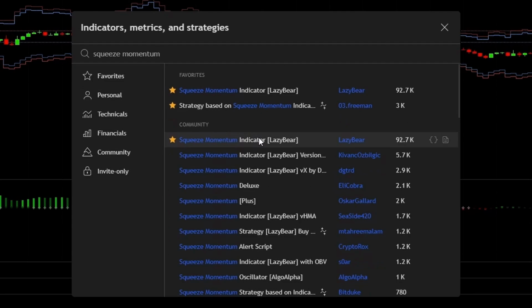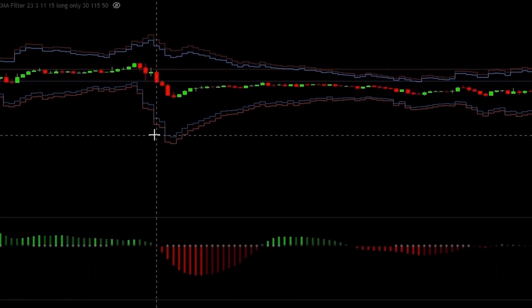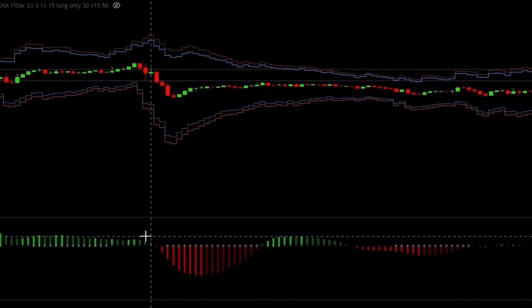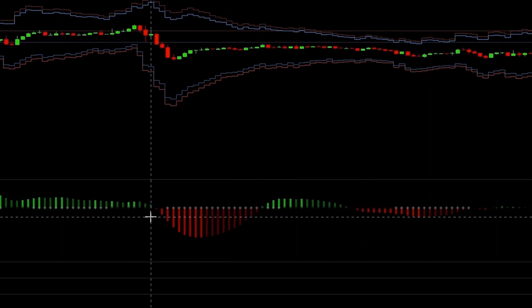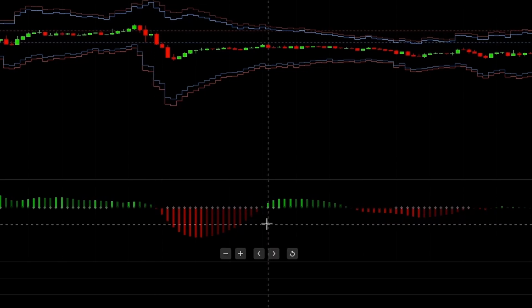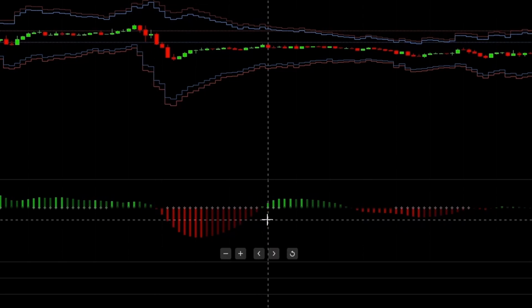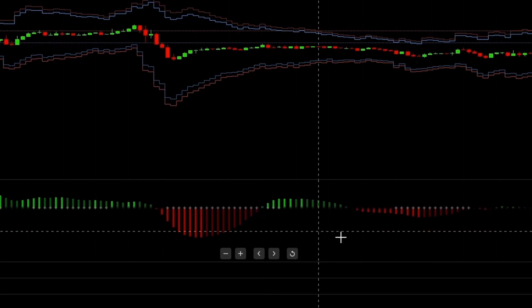Add this one. Without using any volume indicators, the squeeze momentum gives a sell signal if after a green bar, a red bar is printed. Similarly, if after a red bar, a green bar is printed, that is a long signal.